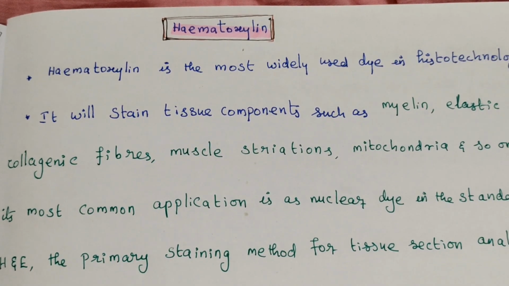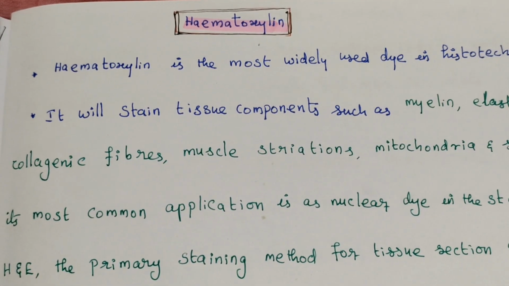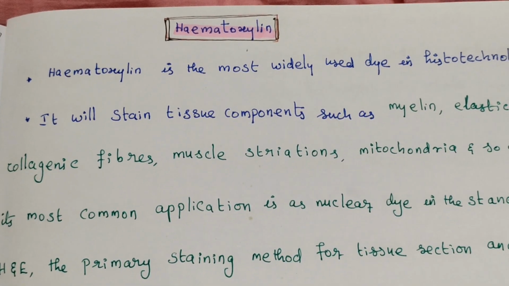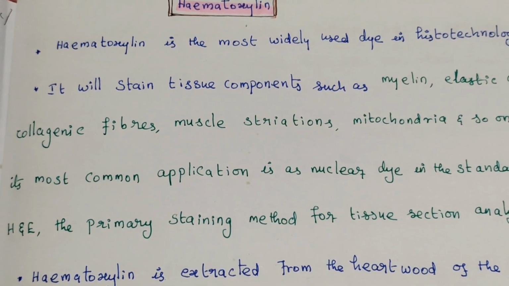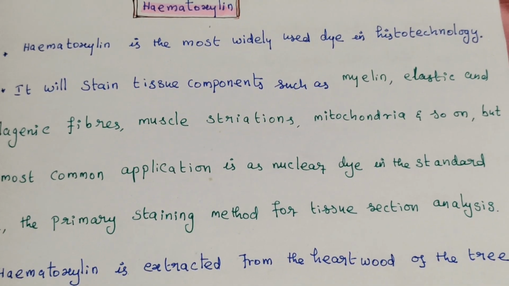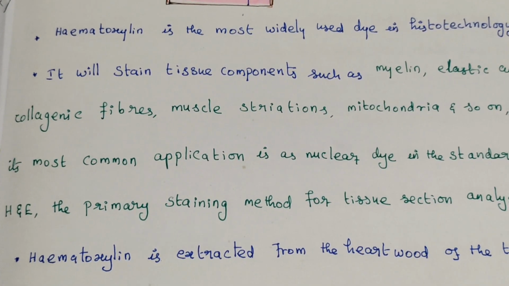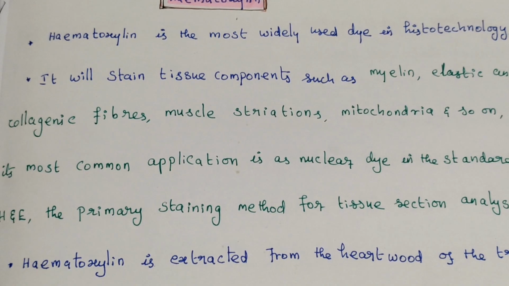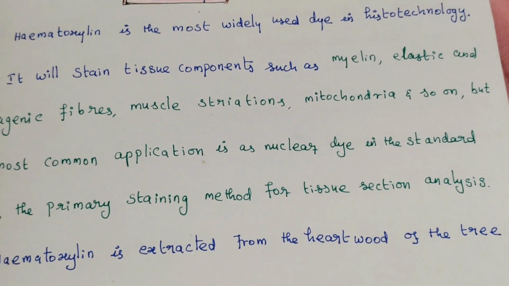Today's topic of discussion: hematoxylin. What is hematoxylin? Hematoxylin is the most widely used dye in histotechnology. It will stain tissue components such as myelin, elastic and collagenous fibers, muscle striations, mitochondria, and so on.